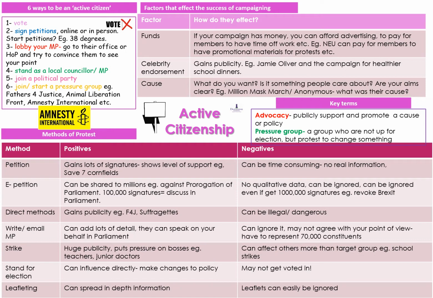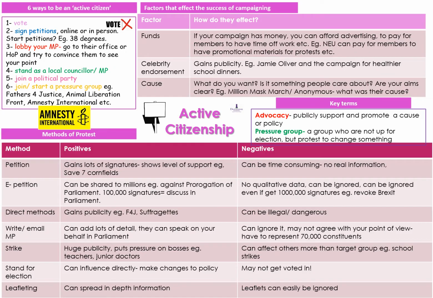The next one is a strike. This has got huge publicity. It puts lots of pressure on bosses. So when teachers and junior doctors go on strike, it puts pressure on the rest of society. That could actually, though, affect the general public negatively more than just the people you are trying to hurt.